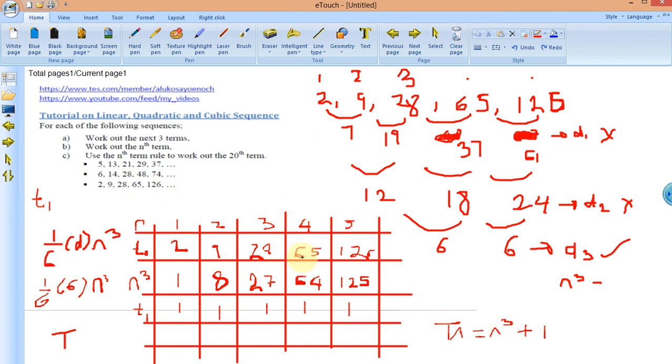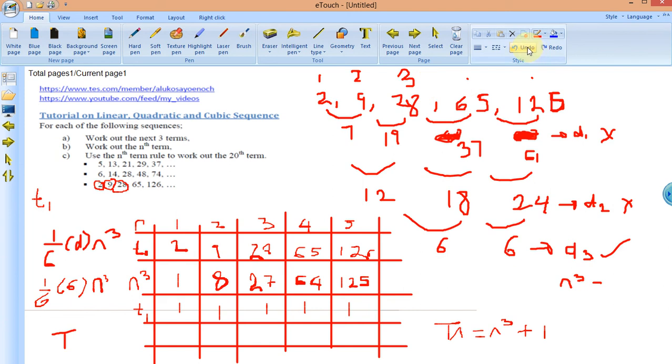So this formula, let's just confirm if it is correct. When n is 1, 1 raised to 3 is 1, 1 plus 1 is 2, correct? When n is 2, 2 raised to 3 is 8, 8 plus 1 is 9, correct? Let me just do one more. When n is 3, 27 plus 1, that's 28, guys. So I don't have any problem there.